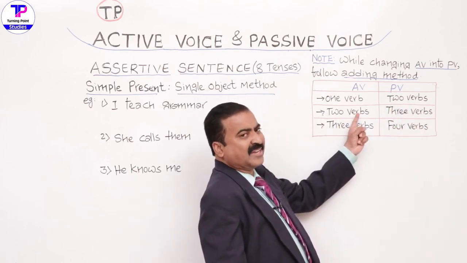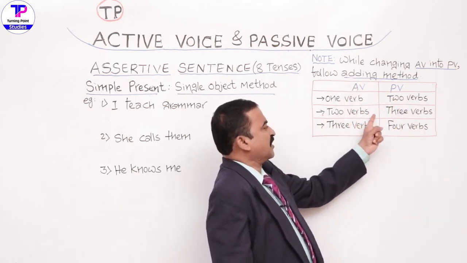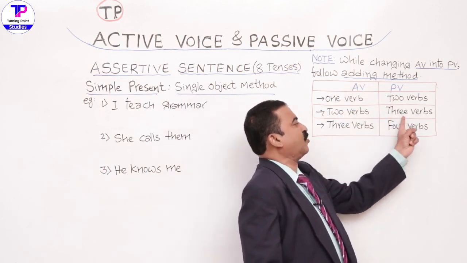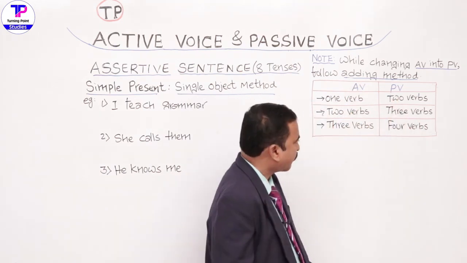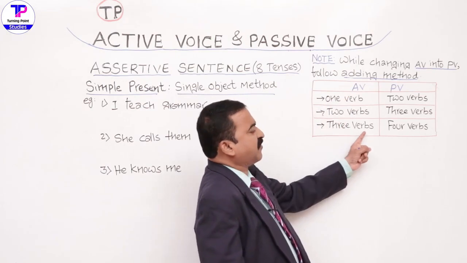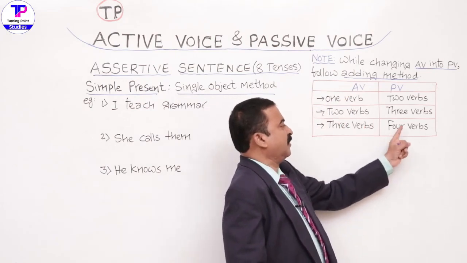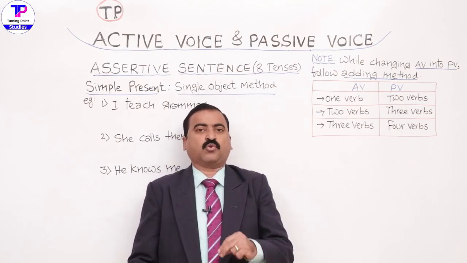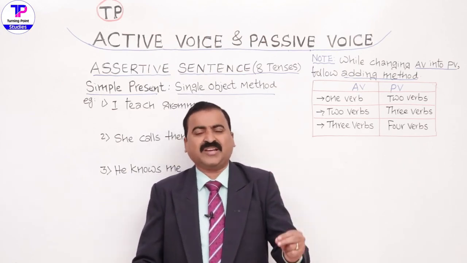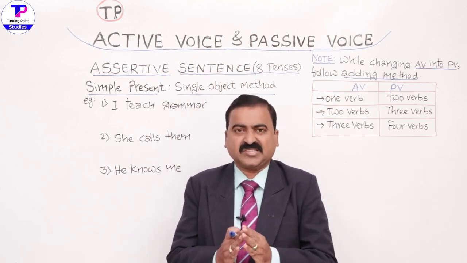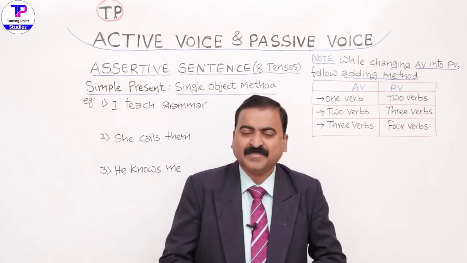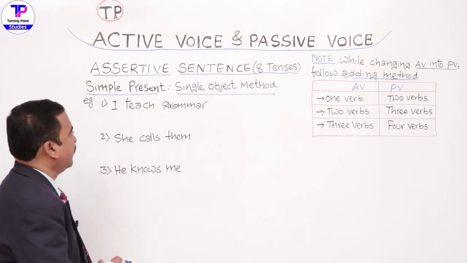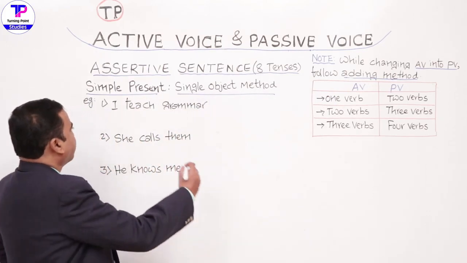When 2 verbs are there in active voice, plus 1, 2 plus 1. In passive, you have to write 3 verbs. In active voice, if 3 verbs are there, plus 1. In passive, you write 4 verbs. For 1, you write 2. For 2, you write 3. And for 3, you have to write 4. This is the mode which you have to follow. Now, let us see practically in the form of examples.